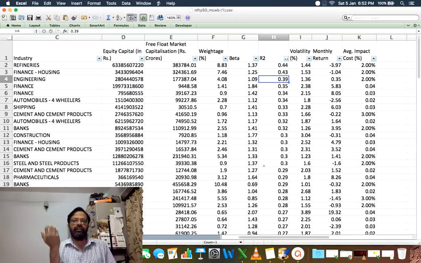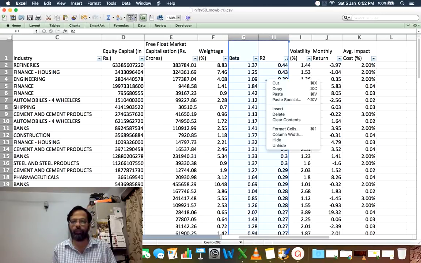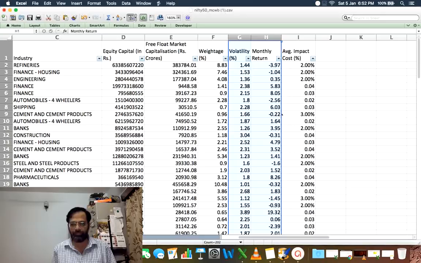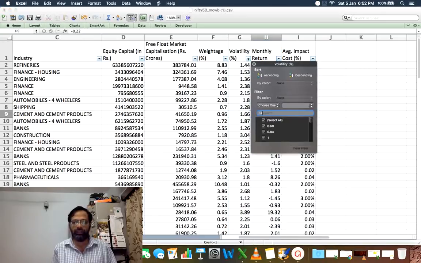Since there's less than 50% correlation of all those 100 stocks with the index, this value of beta doesn't make any sense in my opinion. So what I would do is delete both these numbers. They don't make any sense to me. Then I'll look at the volatility, and we can sort the volatility in ascending order.